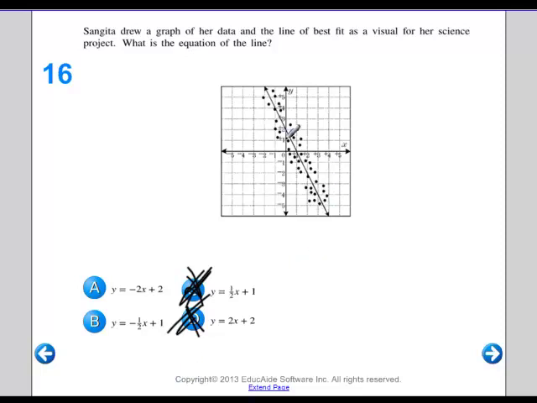All right, I do know that it crosses the y-axis at positive 2. So which one of these has positive 2 for my y-intercept? Right there. This has positive 1. So I was able to use my information from graphing linear equations, even though we're talking about a scatter plot, because we know in the end, a scatter plot needs a line of best fit, which is just a linear function. That's all it is. So, letter A.